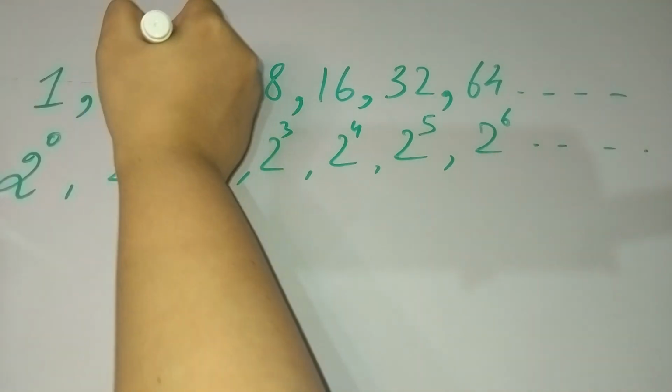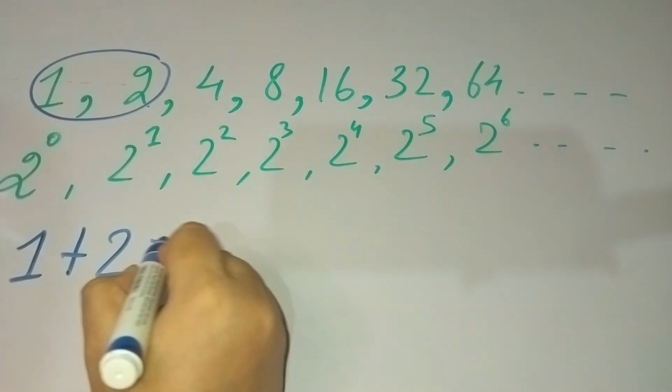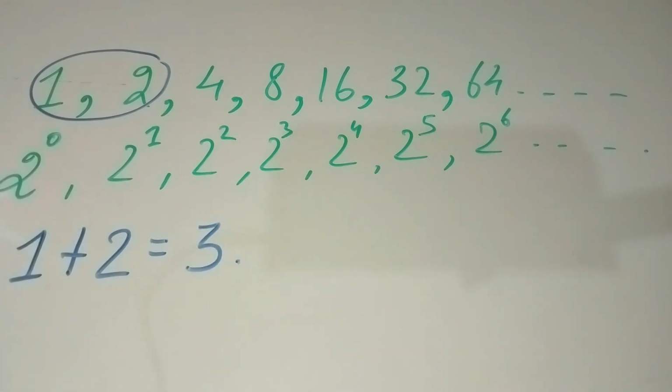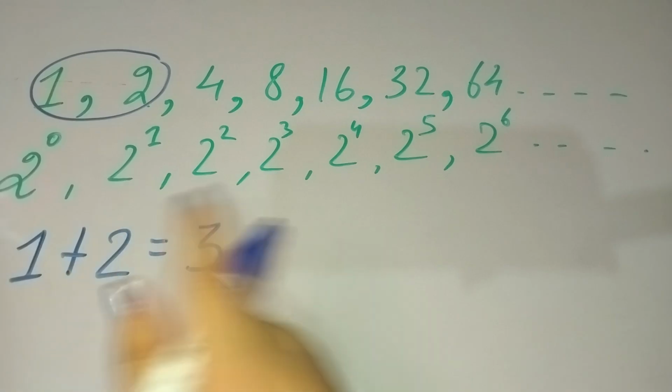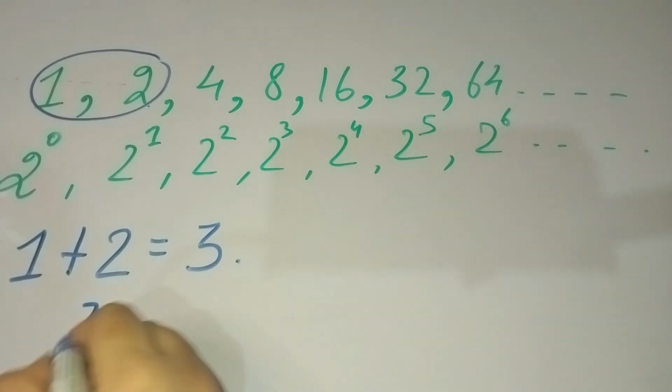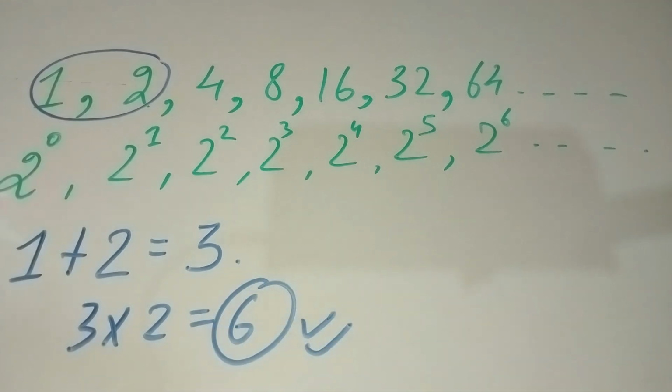If I add these two numbers, 1 plus 2, I got 3. Now 3 is a prime number, so let me multiply it by 2. So I get 3 into 2, I got 6, and see, 6 is a perfect number, right? Similarly, we can continue the series. So we got our first perfect number 6.